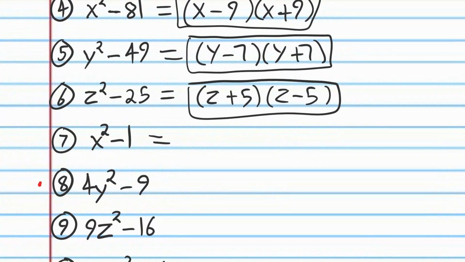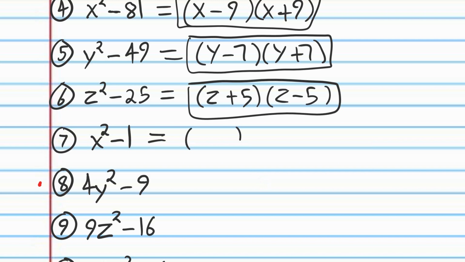Try number 7. Number 7 is a little tricky because 1 doesn't look like a perfect square, but as you'll see, it is a perfect square because 1 squared is just 1. So try the number 7, the tricky one, and see if you can do it. And when you come back, we'll do it together.